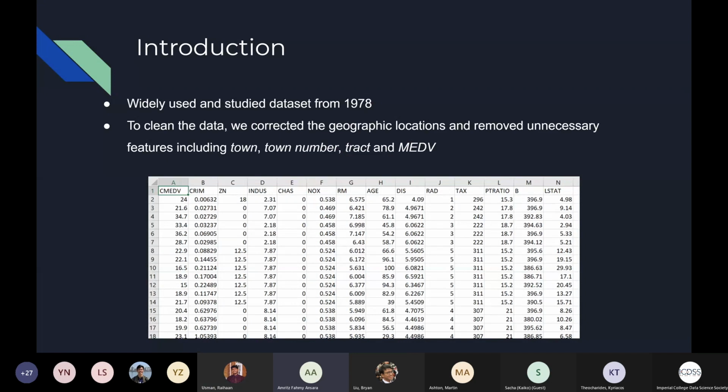So the Boston housing dataset is one that's widely known and has been used in many studies since 1978. We took the data from Gilley and Pace and decided to remove any categorical data and the redundant median value feature. We also checked the dataset for any nulls, but none were found.